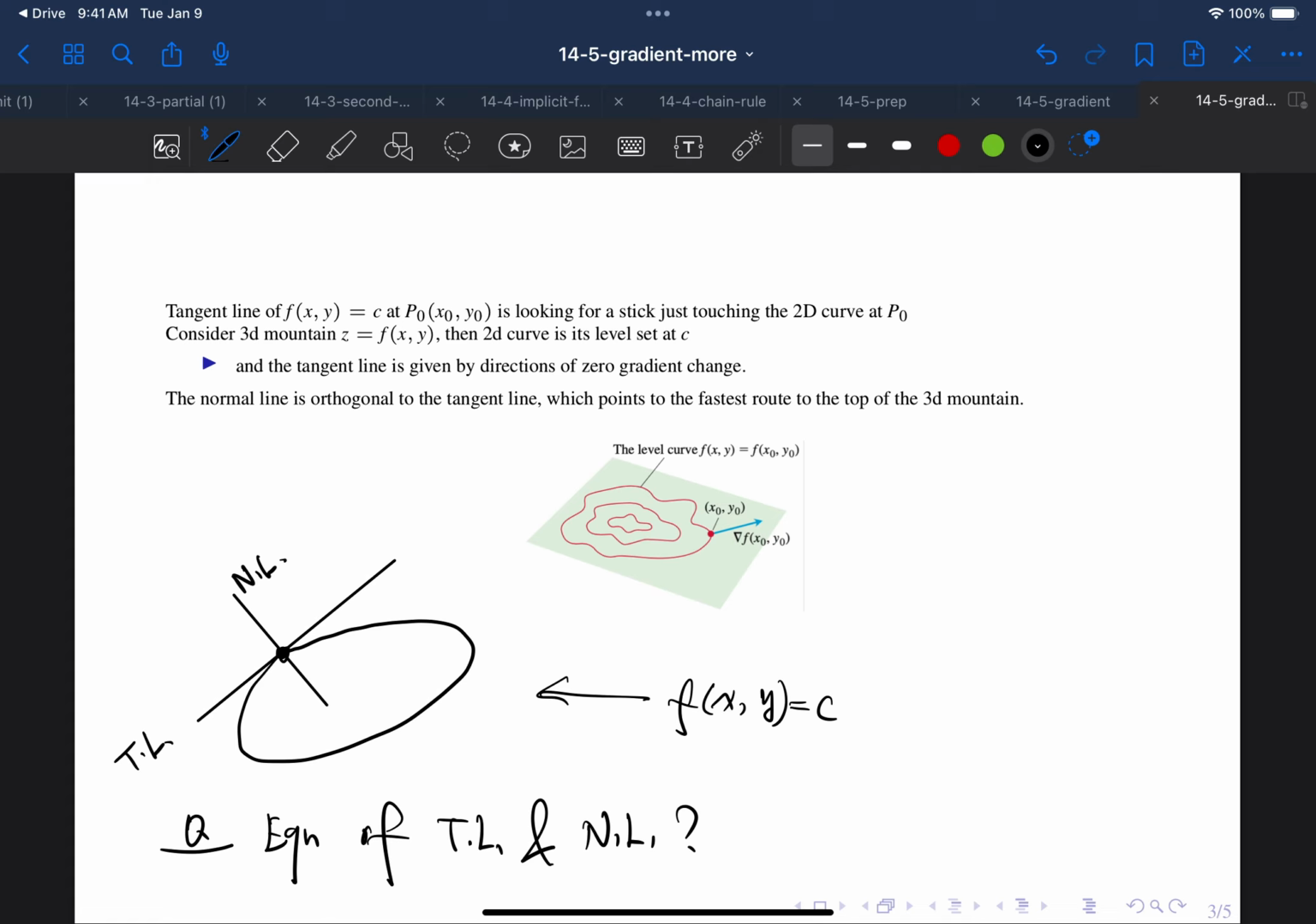To find an equation of a certain line, we need a couple of pieces of information. For the tangent line, we already know the current point, which is x0, y0. This is given information. The only thing you need to know is the slope, or the direction, of the tangent line. The same thing holds for the normal line. You already have one point on the line, and as long as you know the slope or direction of this normal line, then you're done.